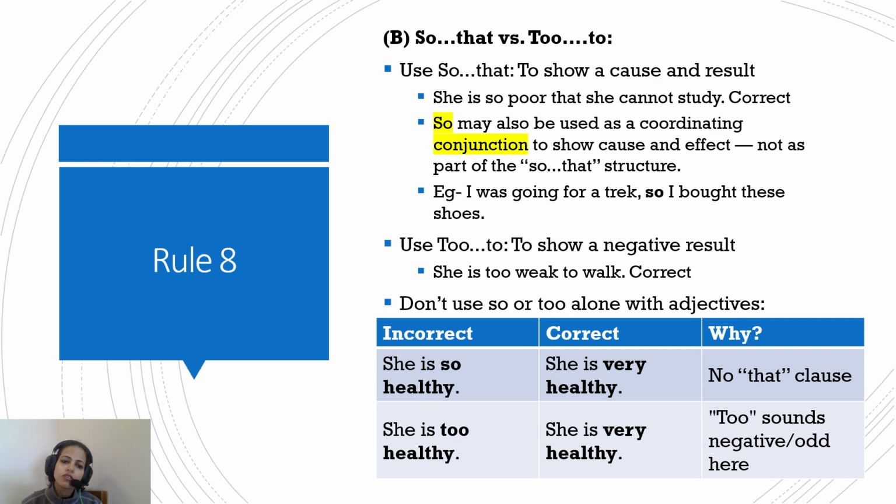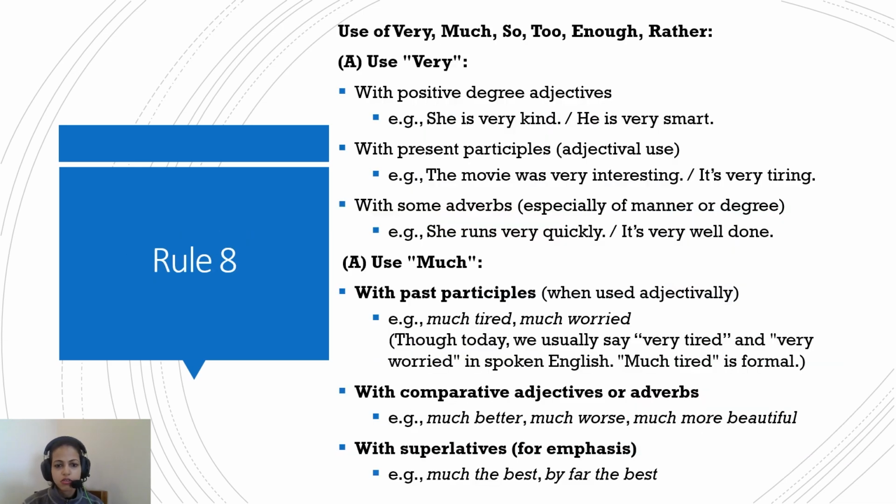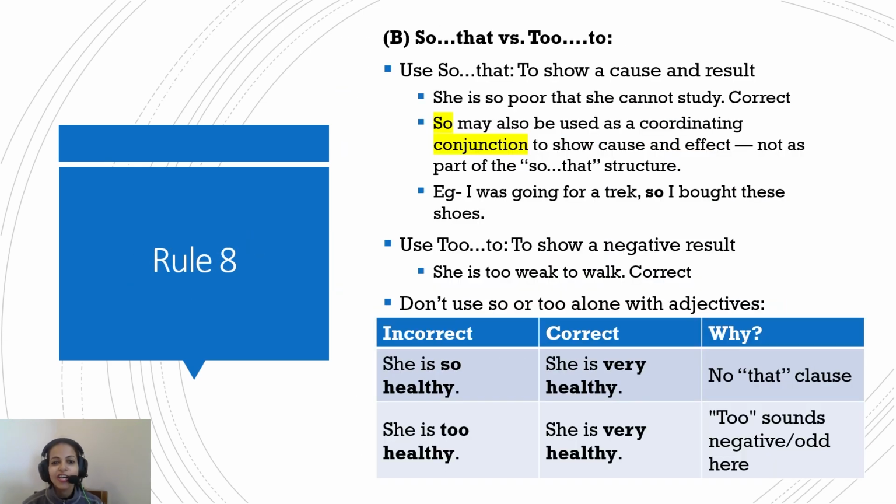Now, rule 8. Oh, wasn't that rule 8? Oh yeah, we're continuing with rule 8. So, how do we use "so that" or "too"? Use "so that" to show cause and result.